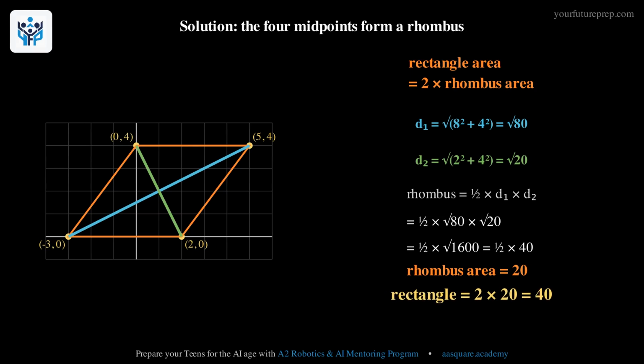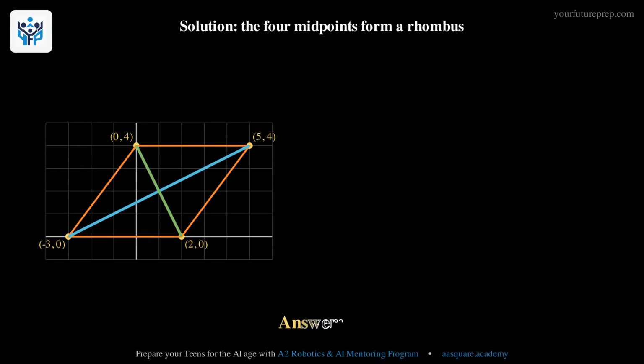Finally, the rectangle's area is twice the rhombus area. 2 times 20 is 40. The answer is 40. The area of the rectangle is 40.